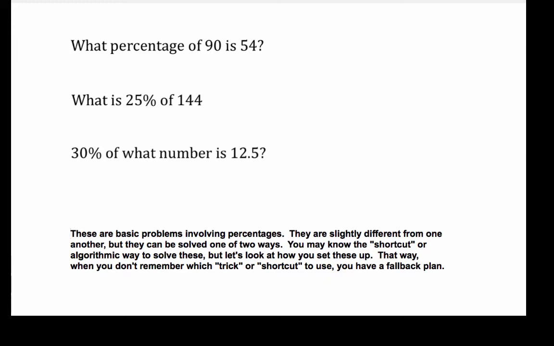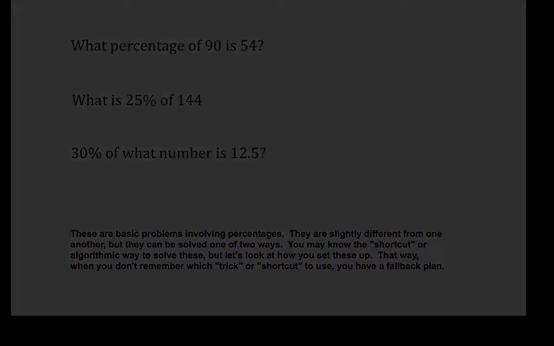So the first one says, what percentage of 90 is 54? That question is actually asking you for a percentage. The second one says, what is 25% of 144? So they're asking you to find a part of 144. The third: 30% of what number is 12.5?